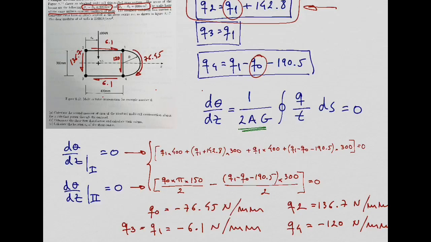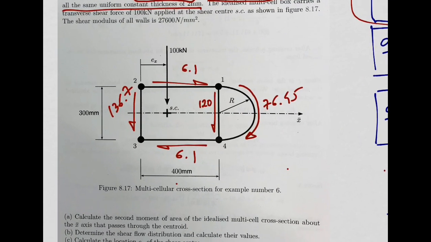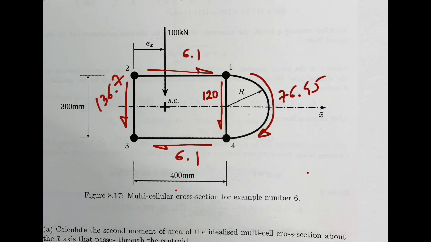Now, part C, location of the shear center. Let's think a bit about it. What we are looking for now is basically this EX that you have there. That will give you the location of the shear center. Don't forget EX is starting on this vertical wall 2, 3, so vertical wall 2, 3 is equivalent to having EX equal to 0, okay?